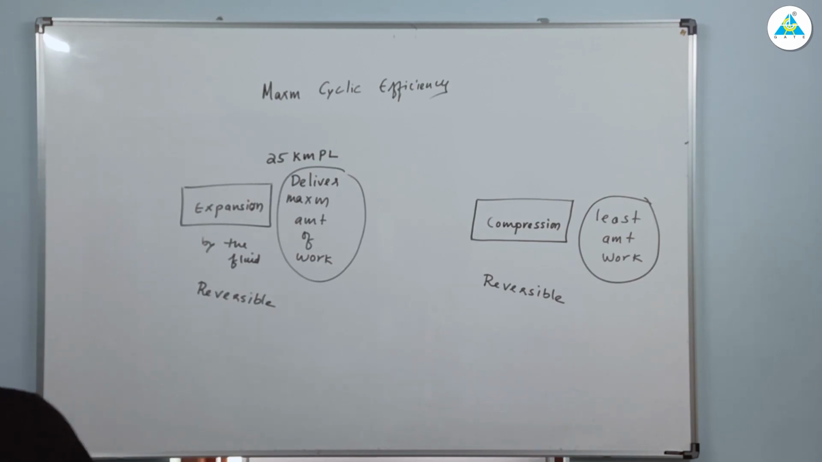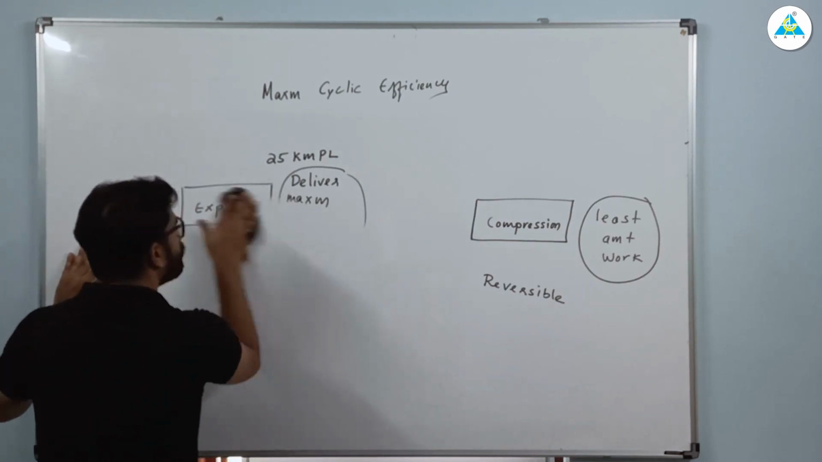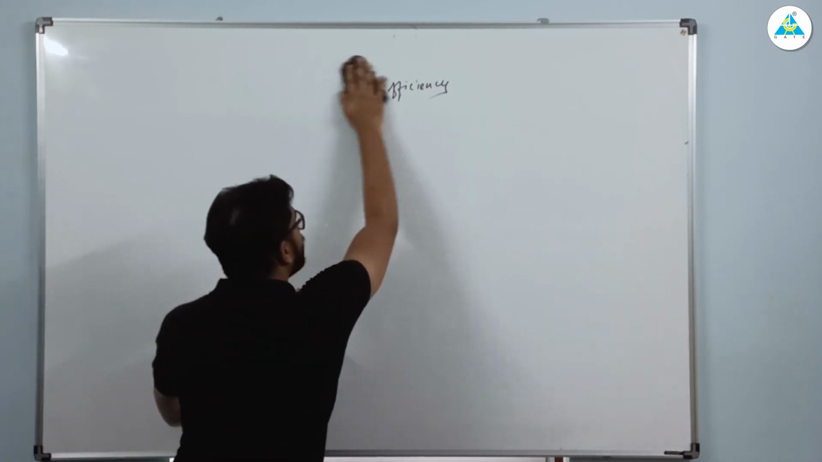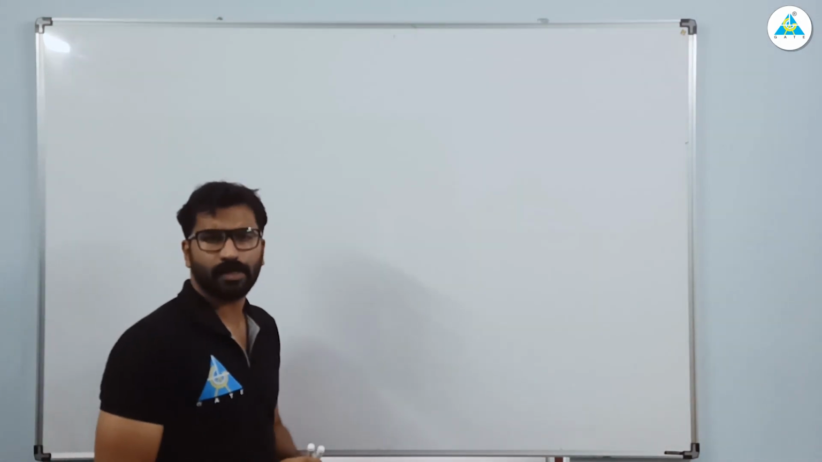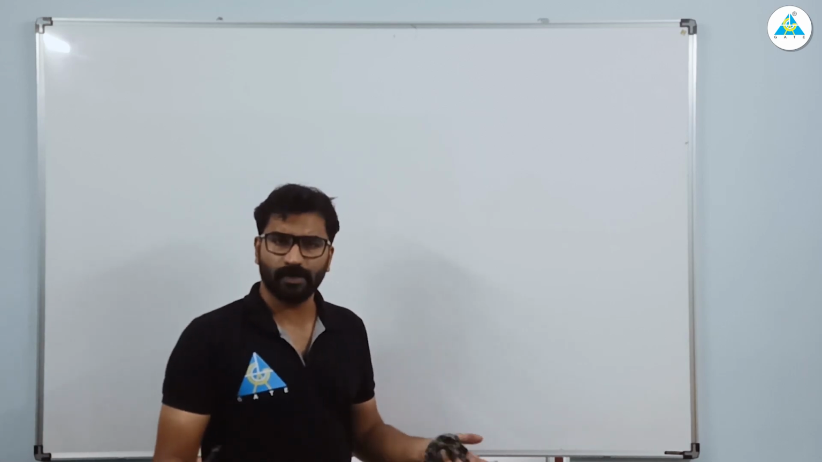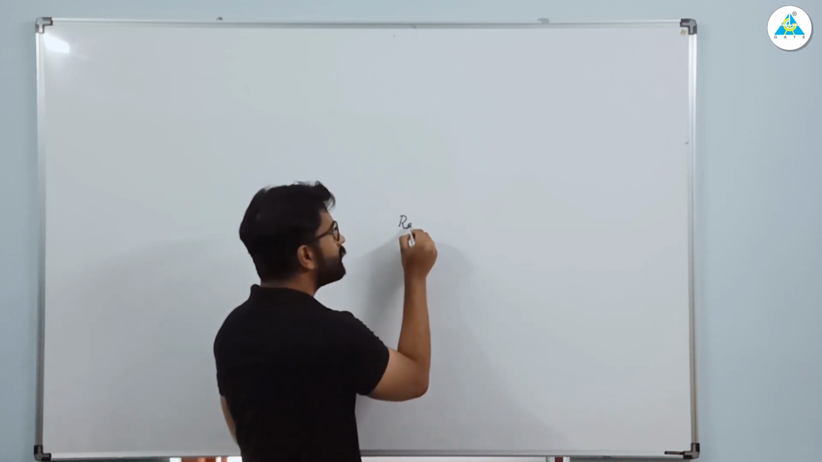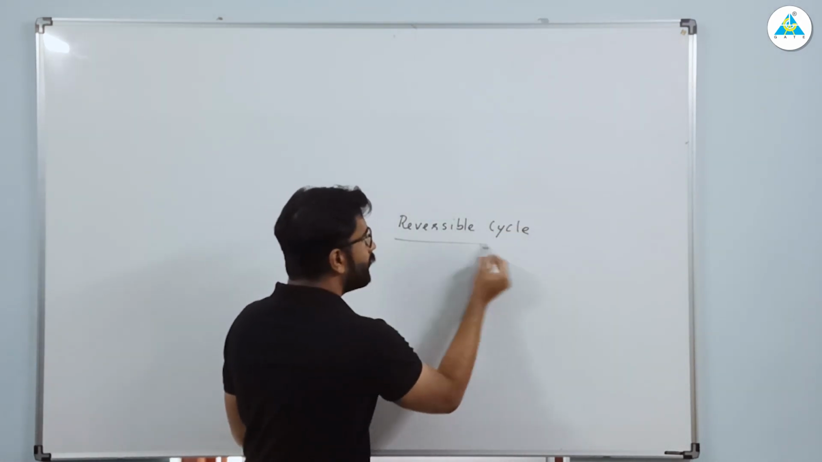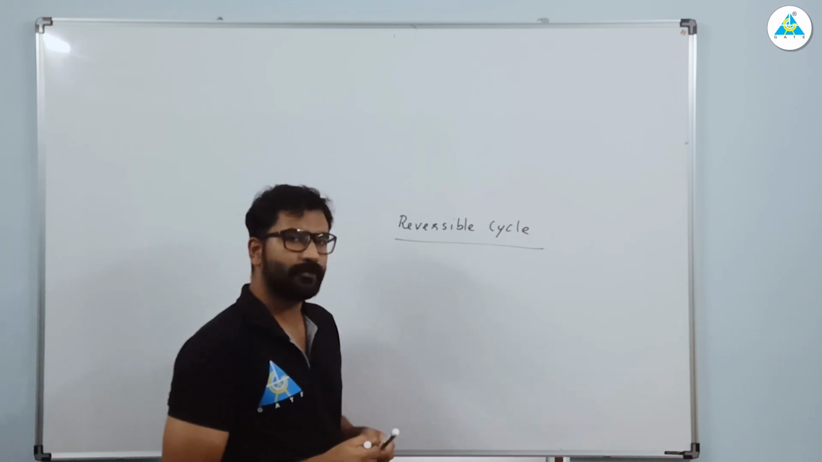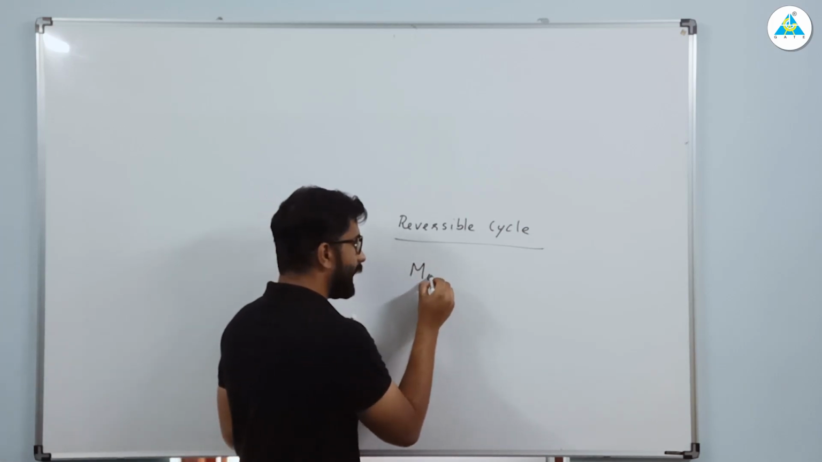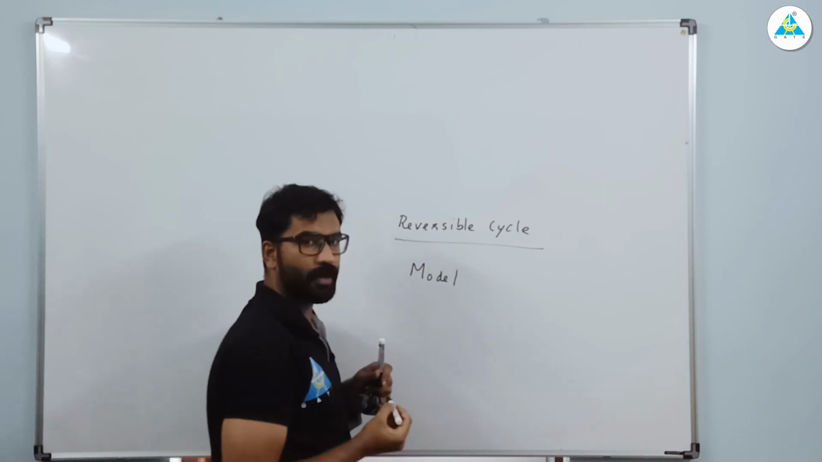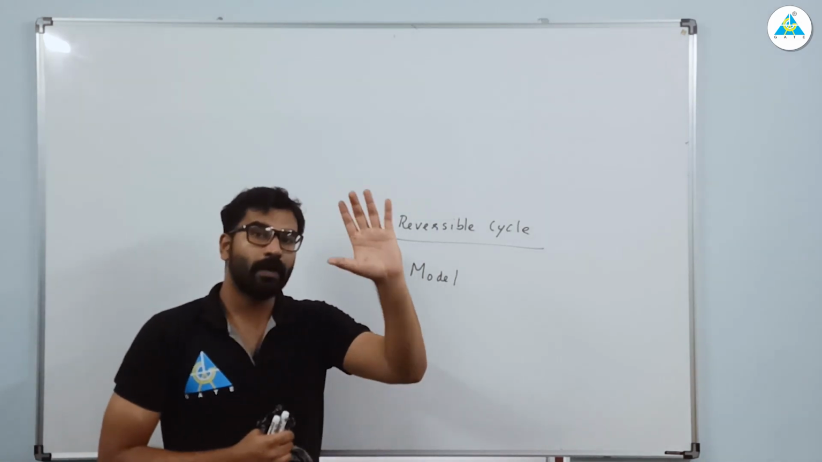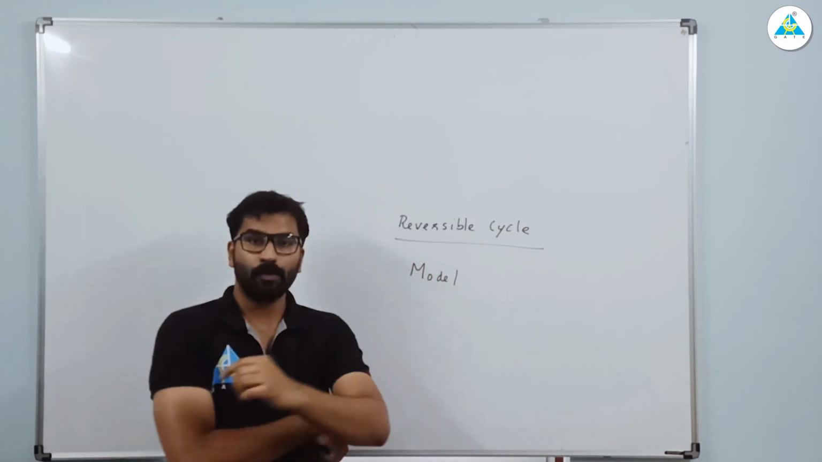Now, what is the importance of using reversible processes in a cycle? What is the use of a reversible cycle? If all the processes are reversible, we call it a reversible cycle. The entire cycle, all the processes are reversible. What is the use of this? This reversible cycle can be considered as a model so that our actual cycles can be compared with this model.